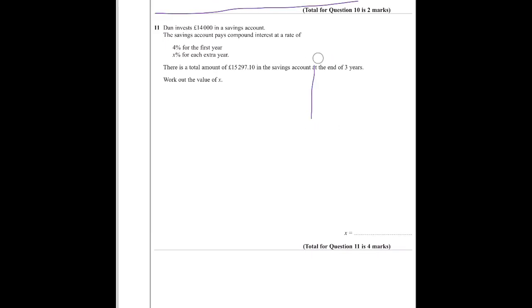Right, next up we've got compound interest. We are saving money in a savings account. Dan, what a great name, is investing 14 grand. All right, so this is best answered by using multipliers. So I'm going to take £14,000. In the first year, if it goes up 4%, that means I'm multiplying it by 1.04.